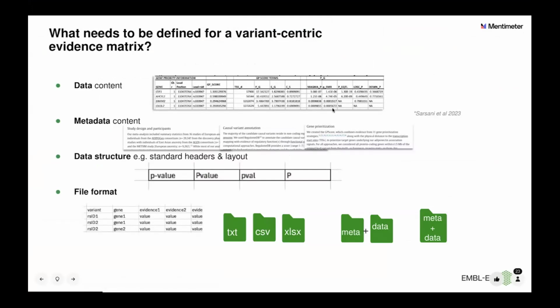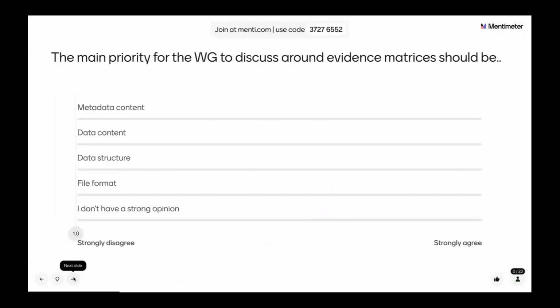So hopping back to the beginning of the presentation. We identified there are four different parts that we could work on to define a format for a variant-centric evidence matrix: the data content, the metadata content, the data structure, and the file format. Next, I'm going to ask you to choose what you think the main priority is for the working group to discuss around evidence matrices. If you strongly agree with one or another, that doesn't mean we won't discuss the other one. It's just to know where we need to start and where the biggest challenges might be. I do strongly encourage everyone to vote. You can choose. I don't have a strong opinion if you don't have a strong opinion.